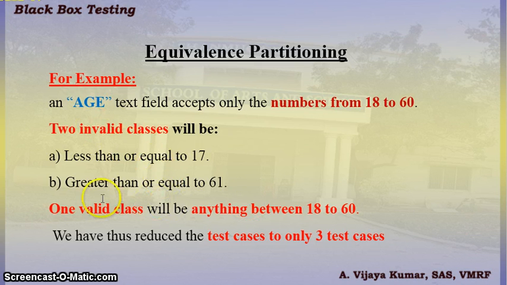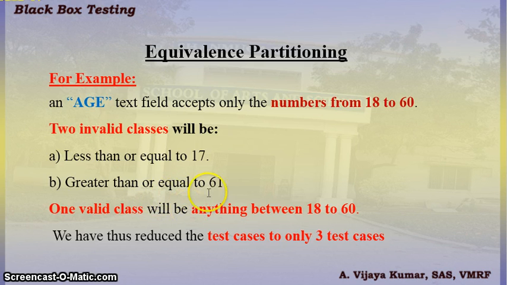What are they? There is only one valid class, that is anything between 18 to 60, which the text field will accept. The two invalid classes are the values less than or equal to 17, that is the first invalid, and another invalid is greater than or equal to 61. The values from 18 to 60 only it can accept. These two are the invalid ones.